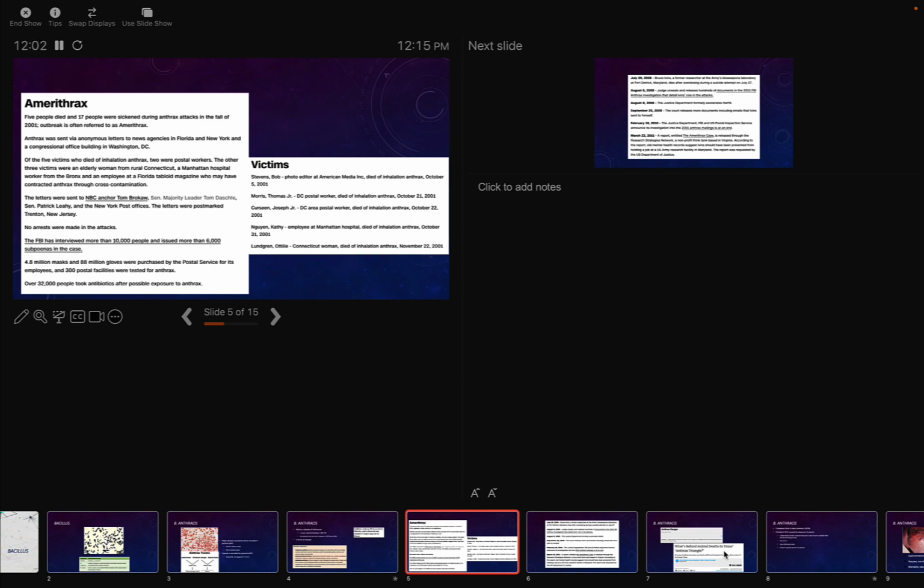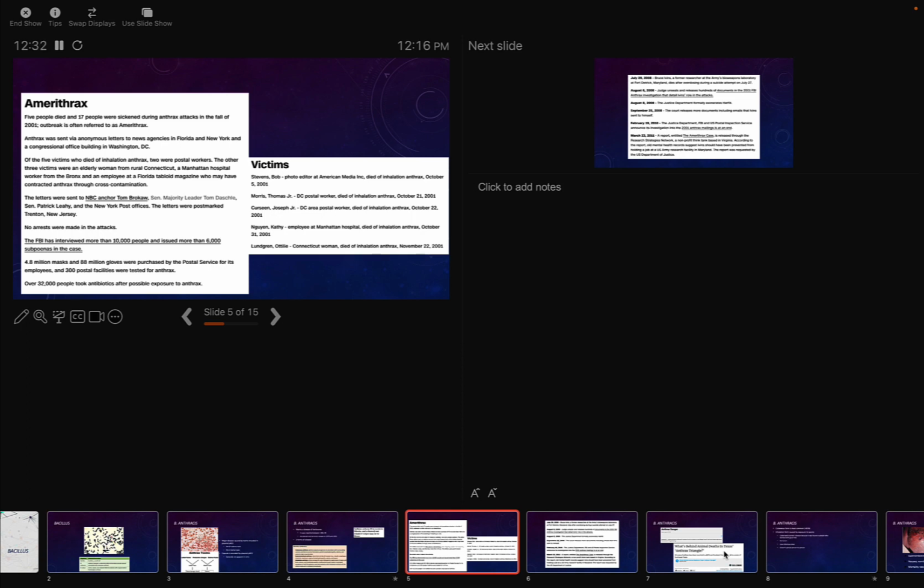Letters containing spores, of course, went through a number of postal facilities, were sent to media outlets, and were also sent to a congressional office building in Washington, D.C. So 5 victims died of inhalation anthrax. A couple of them were postal workers. Another was an elderly woman from Connecticut, a Manhattan hospital worker, and an employee at a Florida tabloid magazine.